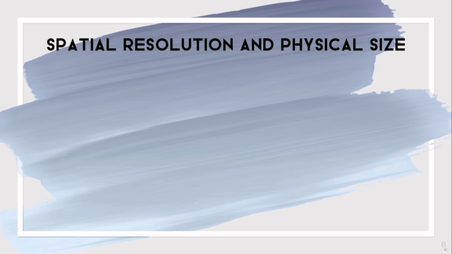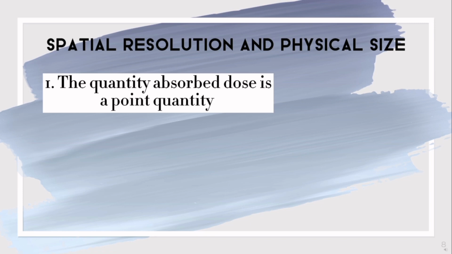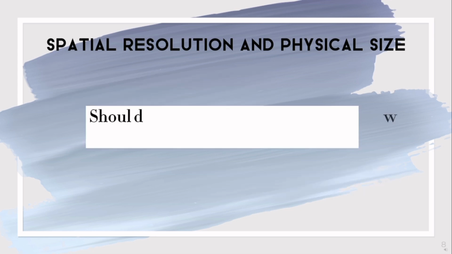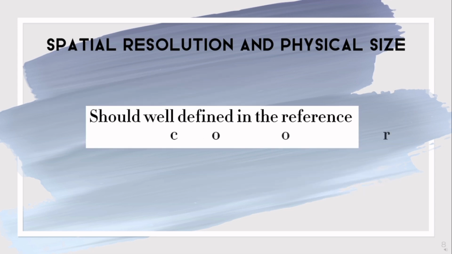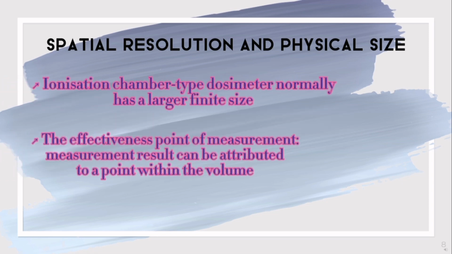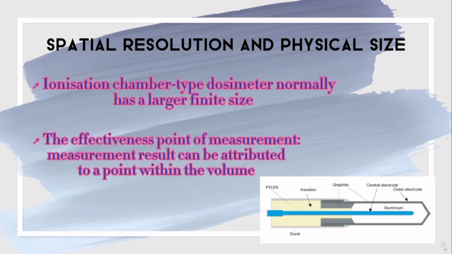Next, we have spatial resolution and physical size properties. Since the dose is a point quantity, the dosimeter should allow the determination of the dose from a very small volume. For example, one needs a point dosimeter to characterize the dose at a point, and the position of the point where the dose is determined, such as its spatial location, should be well defined in a reference coordinate system. Our dosimeter, the ionization chamber, has a finite size to give the required sensitivity, although the new type of pinpoint microchambers partially overcomes the problem.